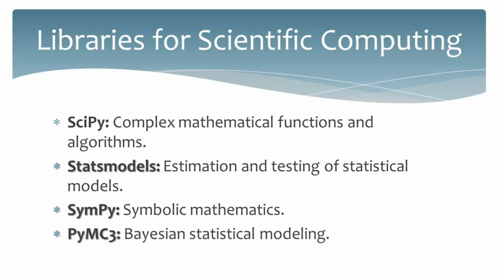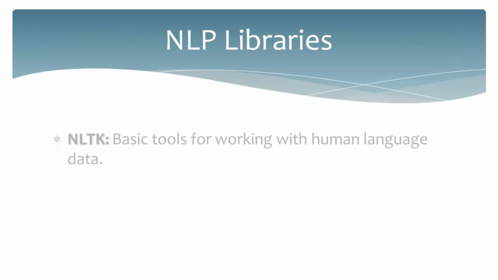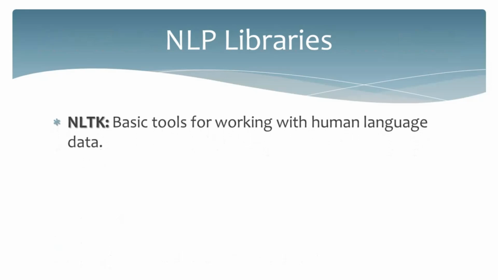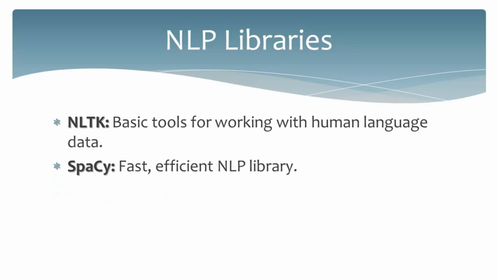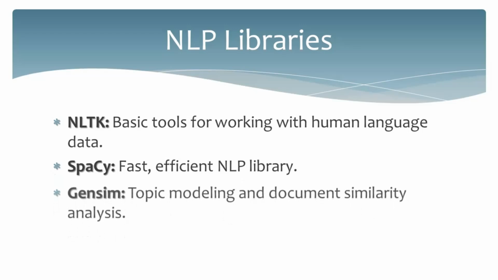For natural language processing or working with text data, NLTK is a comprehensive library with all the basic tools. spaCy is much faster and more efficient for large-scale NLP tasks, while Gensim is used for things like topic modeling and document similarity, which can be useful for understanding and summarizing large text datasets.